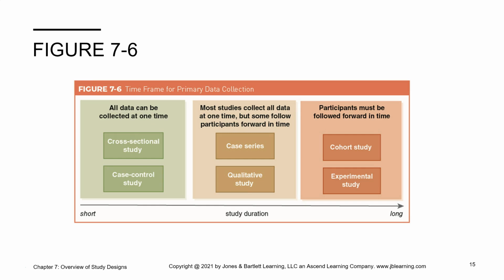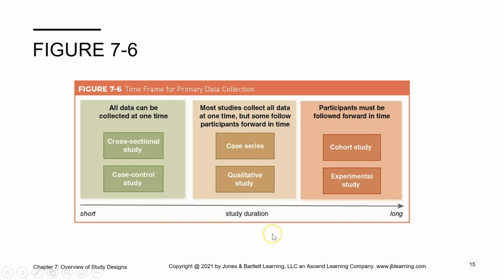Figure 7.6 goes over the time frame for primary data collection. And so here it has at the bottom this arrow, and it goes from short to long. So here's our study duration, and it outlines the different study designs based on the amount of time that you have. So for a cross-sectional and a case control study, all of your data can be collected at one time. So this is a pretty short duration.